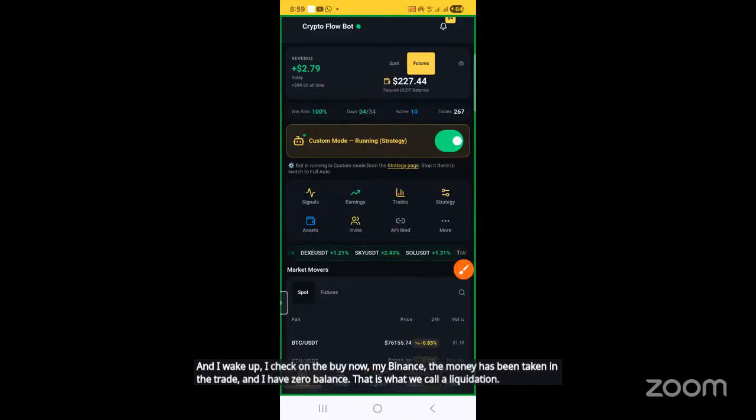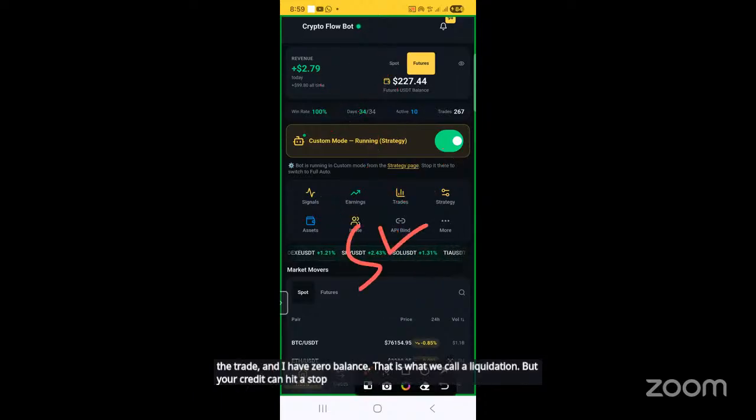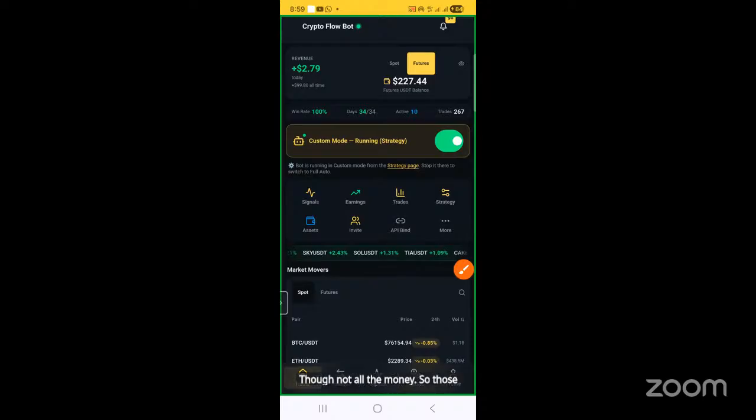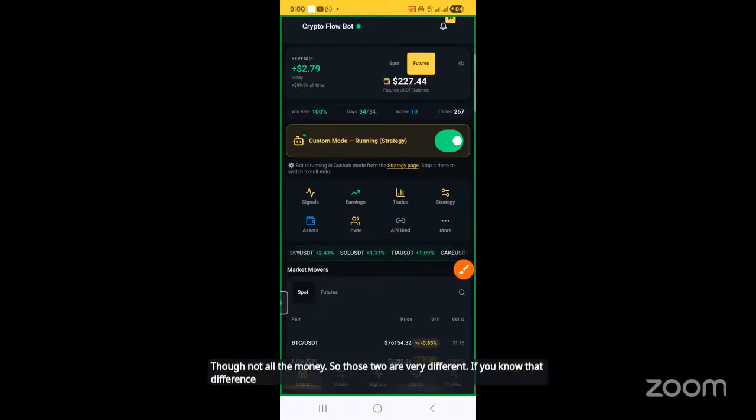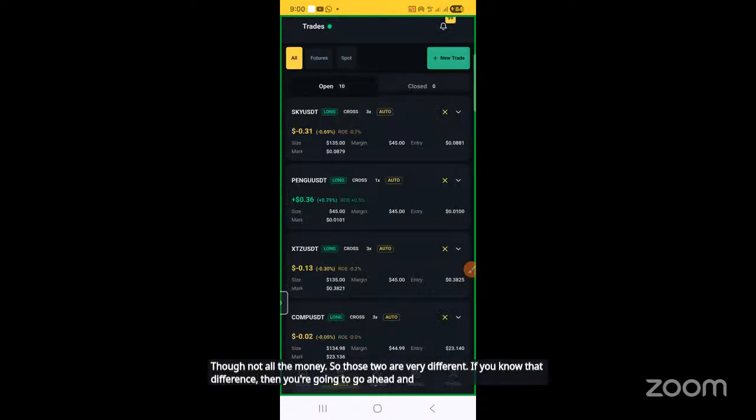But your trade can hit a stop loss. It can happen that your trade hits a stop loss and you lose some money in a trade, though not all the money. So those two are totally different. If you know the difference, then you're going to go ahead and enjoy the markets.